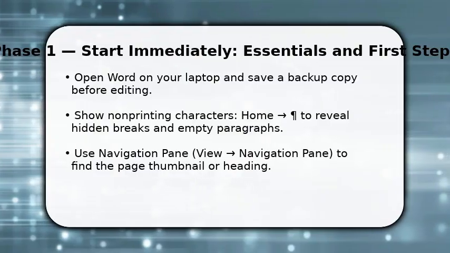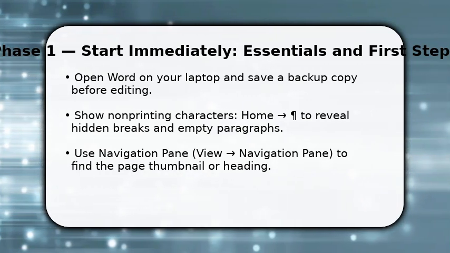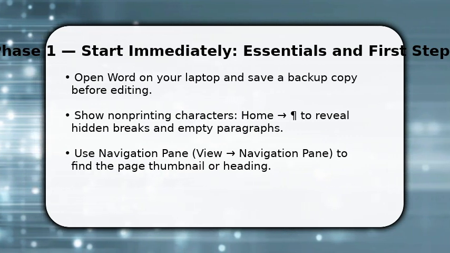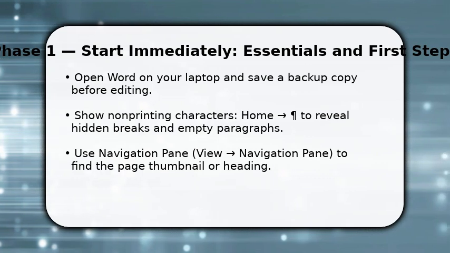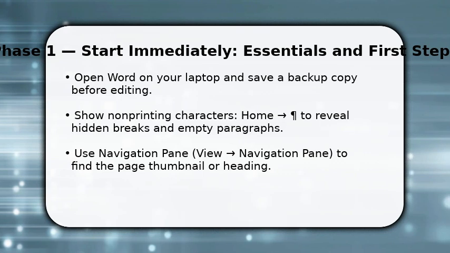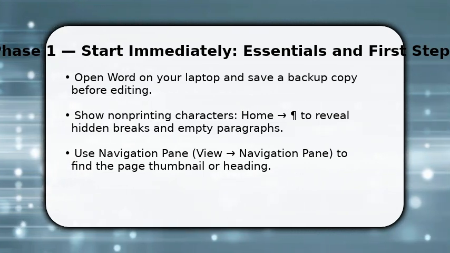You open the document and immediately locate the unwanted page. Make sure you saved a backup copy first. Turn on non-printing characters so you can see empty paragraphs and page or section breaks. Once done, open the navigation pane to jump directly to the page thumbnail or heading and place your cursor where content or the empty paragraph appears.